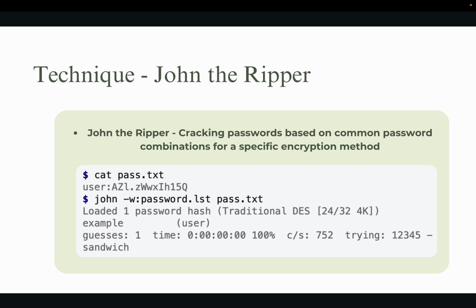For example, use cat to quickly search the pass.txt file to find a user AZI and hash ZWWXIH15Q. Then call John the Ripper to determine the encryption method as DES, and use the DES method to reverse the password and find the original password.